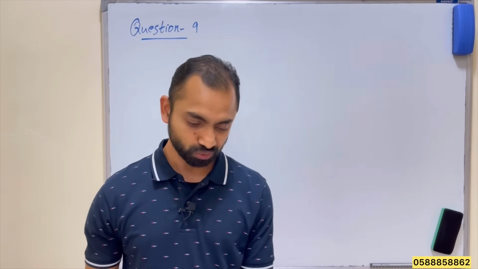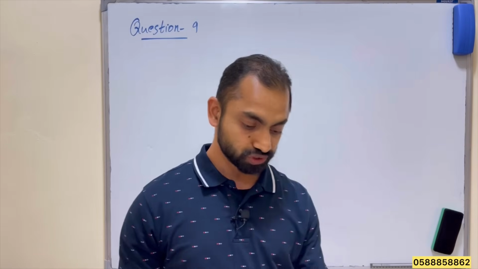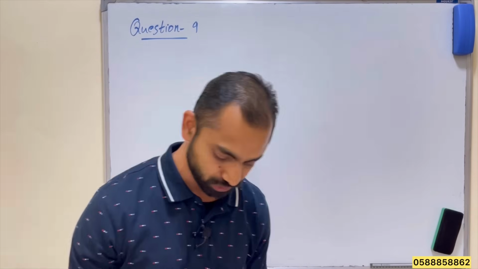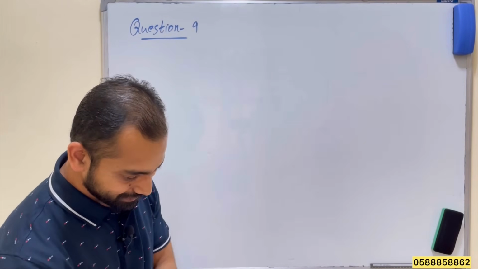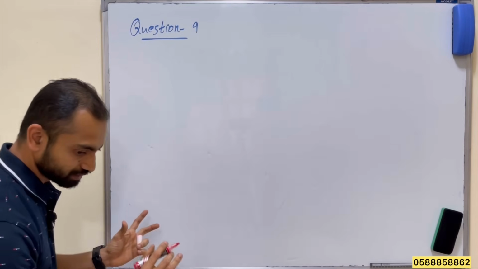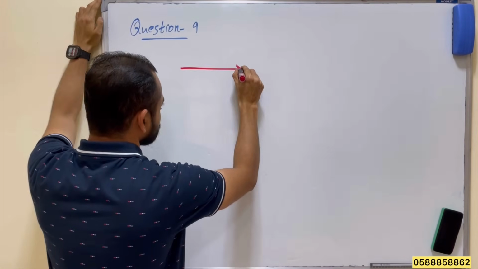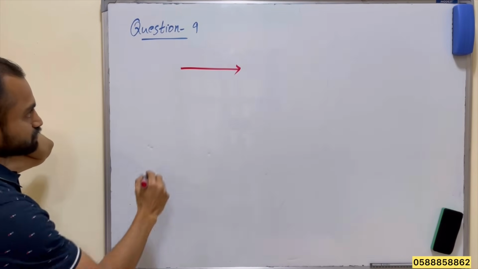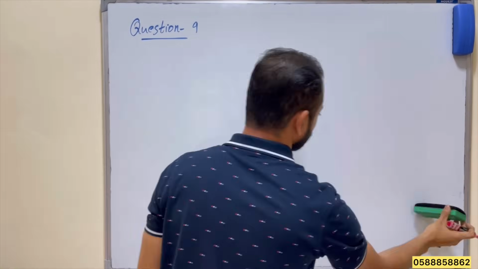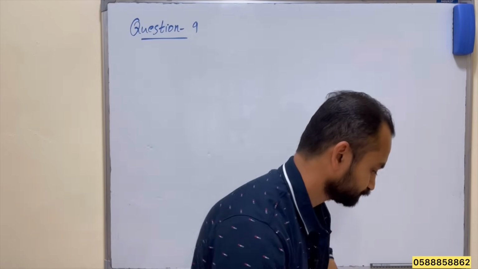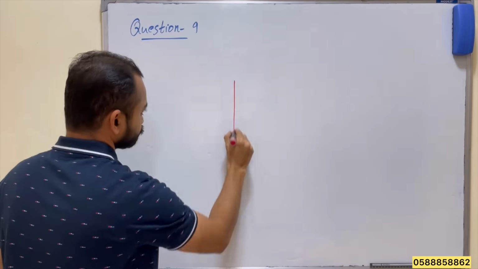Question number 9. Resolve a vector into orthogonal vectors in the Cartesian coordinate system. And we have some questions to discuss from page number 121. There are 3 vectors K, L, M. For example, if I give a vector like this, along this direction, first we will draw the coordinate system.